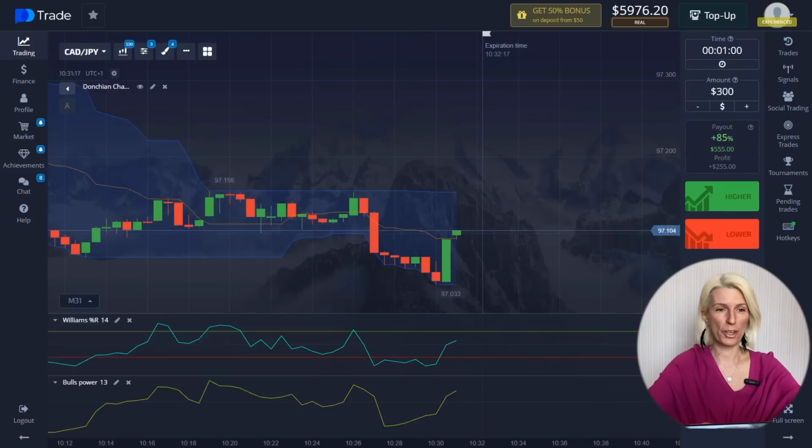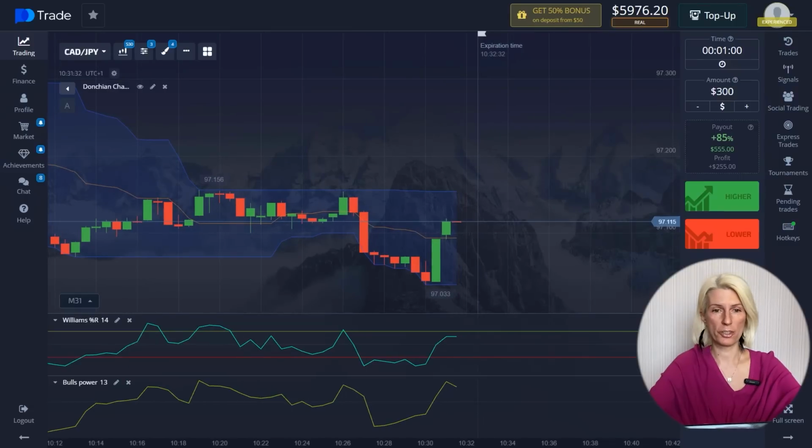Also, the Williams percent range indicator is most often used with a default period of 14. Also, there is always an opportunity to change it. Evaluate the work of the indicator with a different period on historical data and choose the most optimal one for your trading. I, on the other hand, continue trading and open another down trade for 1 minute with $300 in.